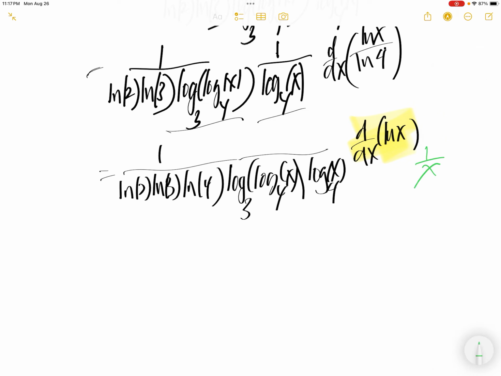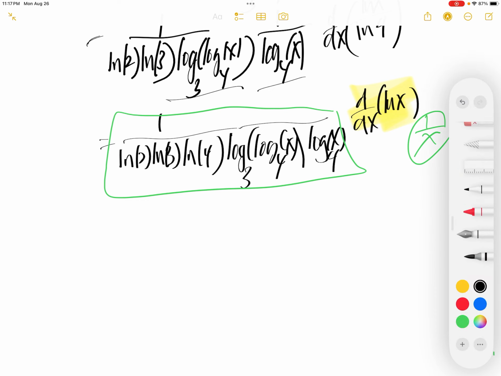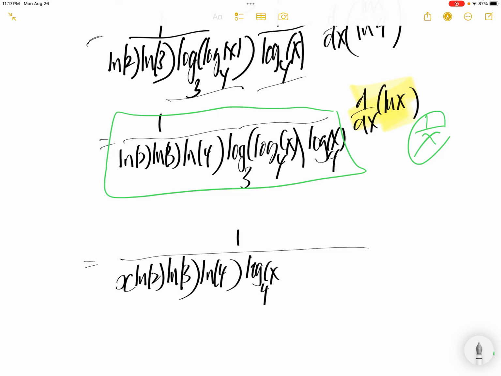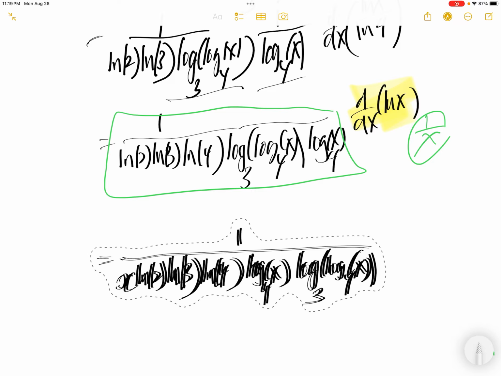So this piece is 1 over x. When you multiply with this whole shebang, let us put the x in front. You will get 1 over x, then ln 2, ln 3, ln 4, and then let us put log to the base 4 of x, and then log to the base 3, log to the base 4. That's it.